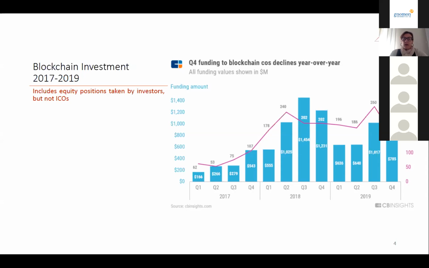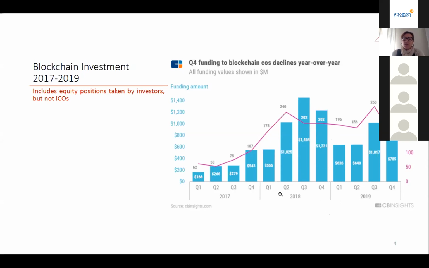The funding for the last 3 years that we have the full data for, right, which is 2017, 2018, 2019, shows that you have a real big peak here in 2018. And then there was quite a fast drop in 2019. And people were wondering what had happened, right? Winter had come to the blockchain market, as it were, to the blockchain investment market.